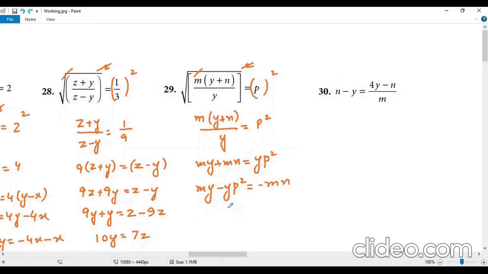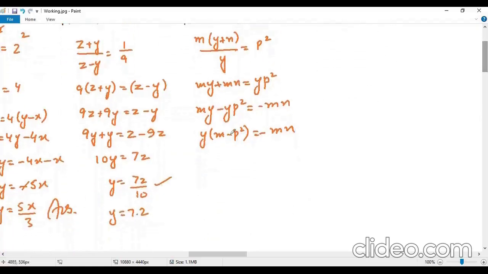Now y is common in both of them, so m minus p square in the bracket and negative mn on this side. Now y will be equal to minus mn over m minus p square.